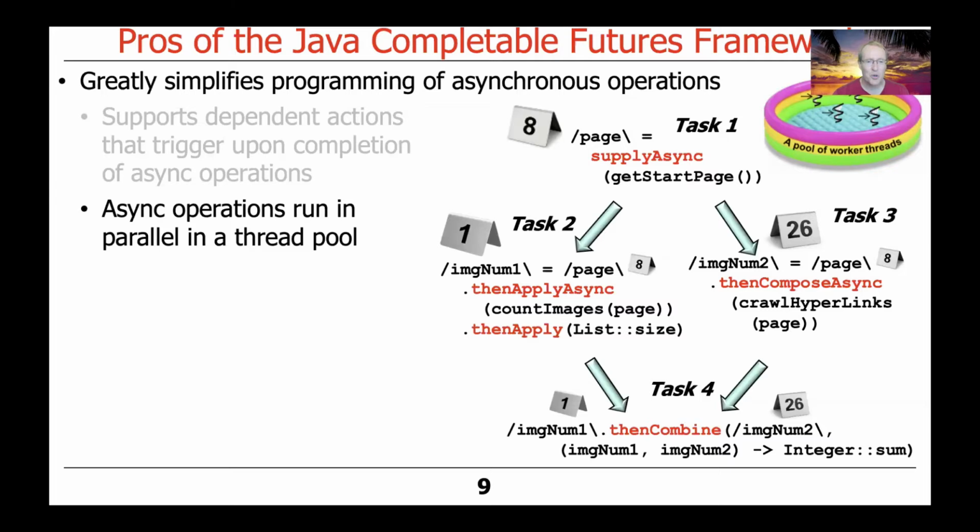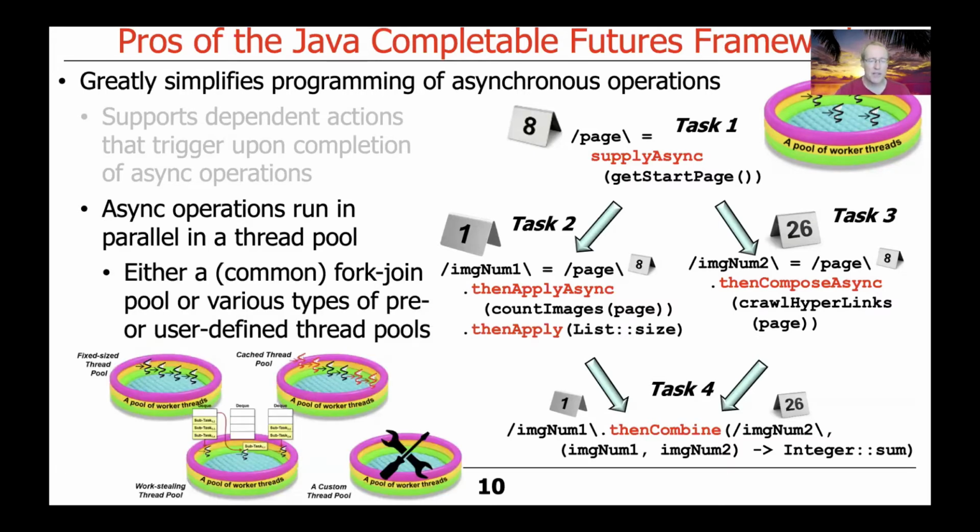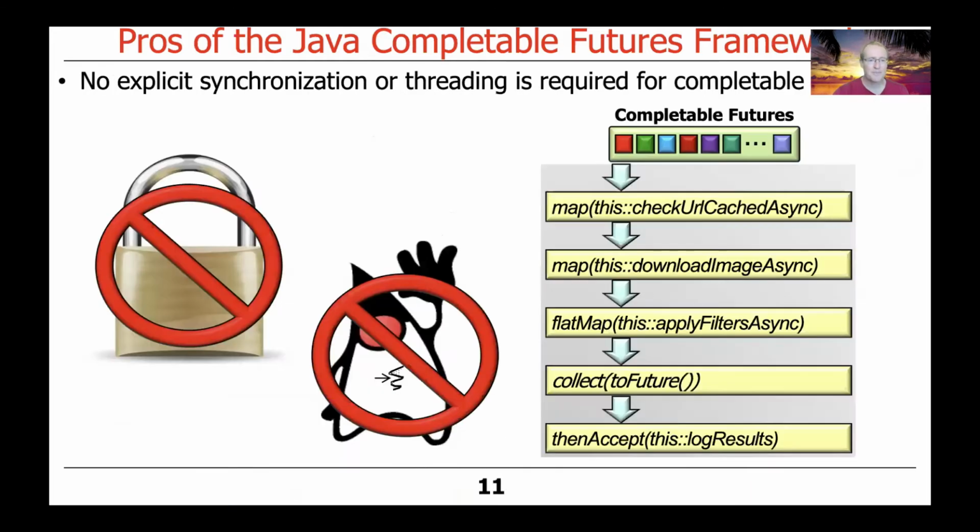Something else you can do with the completable futures framework is have asynchronous operations run in parallel in different types of thread pools. These can be the common fork join pool, a custom fork join pool, or some other type of predefined thread pool like a cached thread pool or a fixed size thread pool. You can even define your own user-defined thread pools if you want some other way of running things in an asynchronous, parallel, or concurrent way.